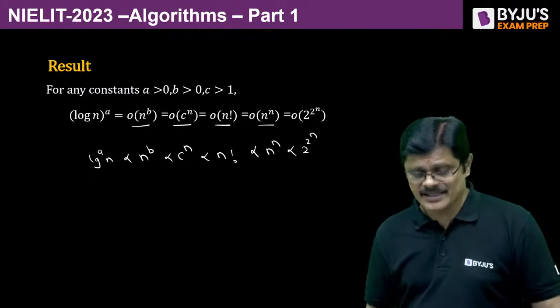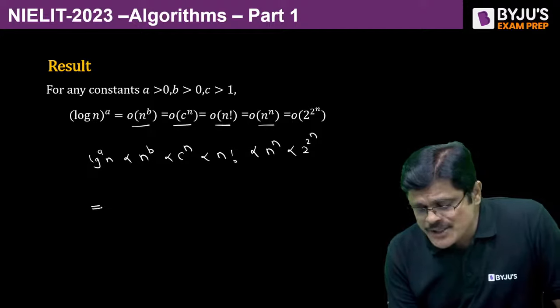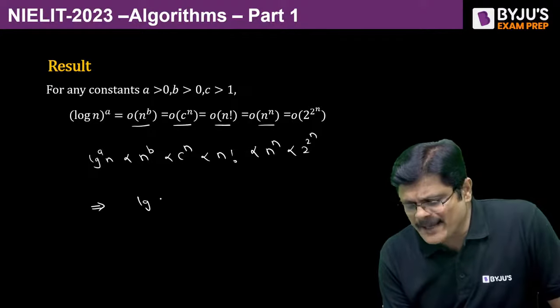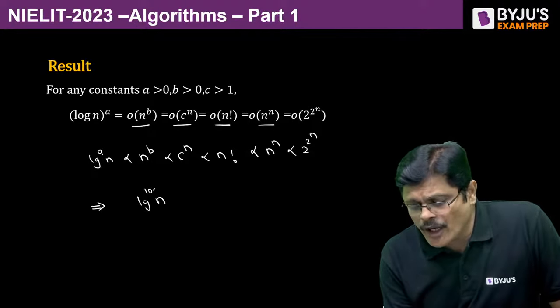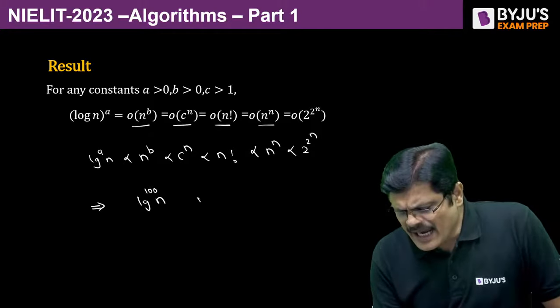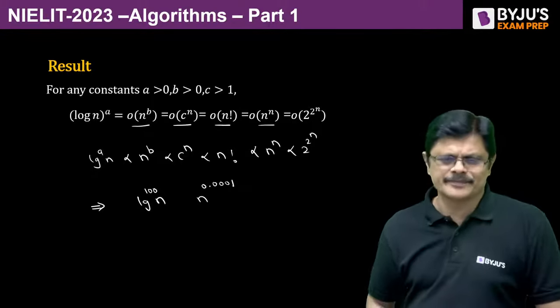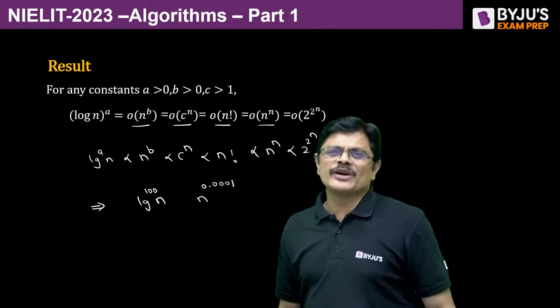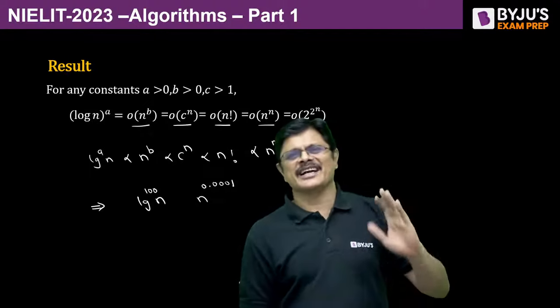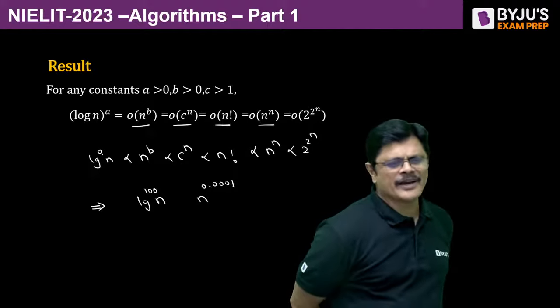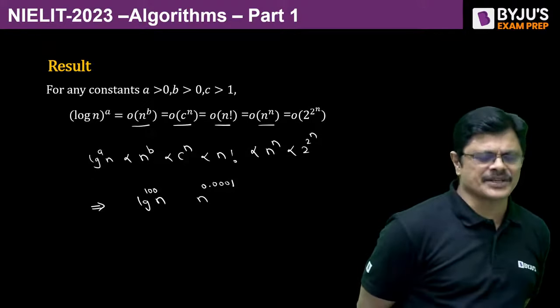Never forget this. See, what is the moral of the story here? For example, if I have log power 100 n and if I have n power 0.0001, can you tell me which one is larger? First function or second function? Left side fellow or right side fellow? Which one is larger?